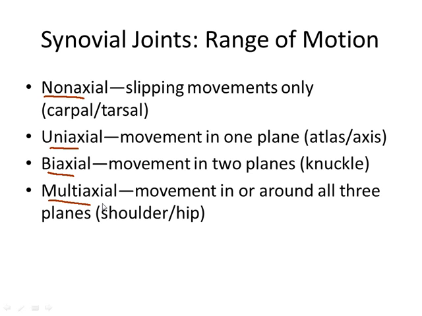So non-axial, what's an axis? Like in math, okay? The X and Y axis. Non-axial means it doesn't really move in a direction. It just slips. Uniaxial means it only moves in one plane, okay? So that could be either rotation or a hinge joint. Biaxial means it moves in two planes like the knuckle. It can go up and down, left and right. And multiaxial means it can go in any direction, up, down, left, right, forward, back, anything, like your ball and socket joints. So these are terms you may see associated with joints.